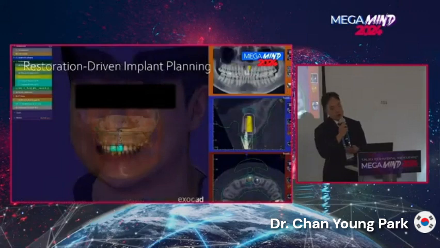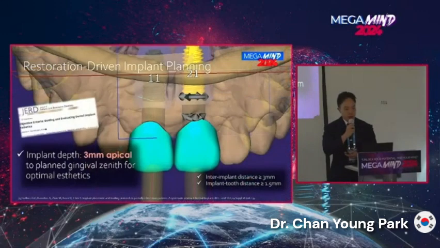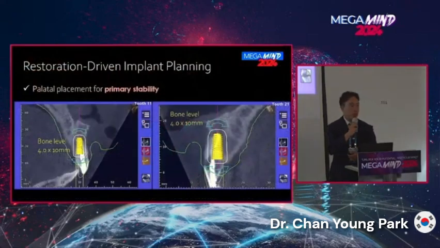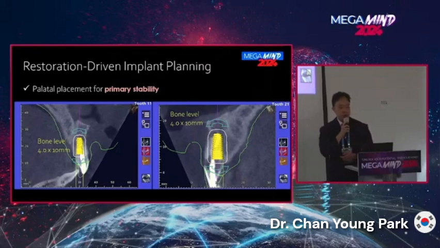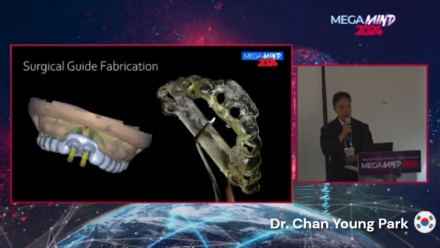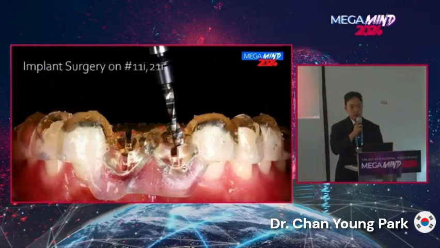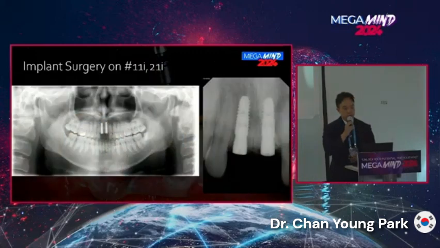So the implant planning was done according to the wax-up, 3 millimeter apical to the planned gingival zenith, and placed palatally for achieving primary stability as well. So the surgical guide was fabricated, tried in, and implant surgery was done along with a little GBR on the facial area. Right after the surgery, we could see that the surgery was done successfully.